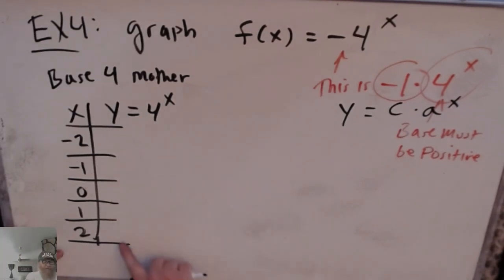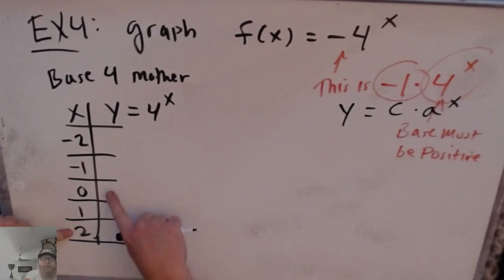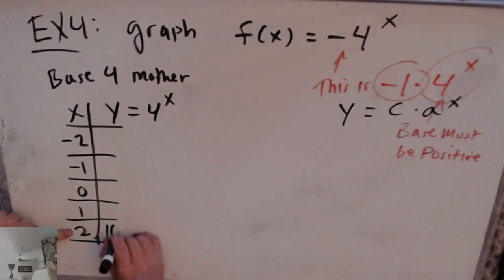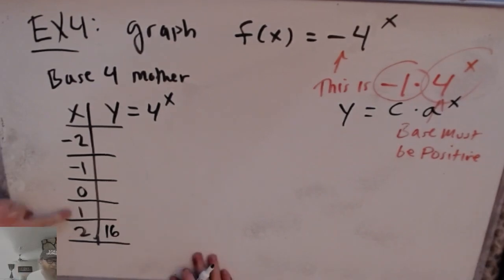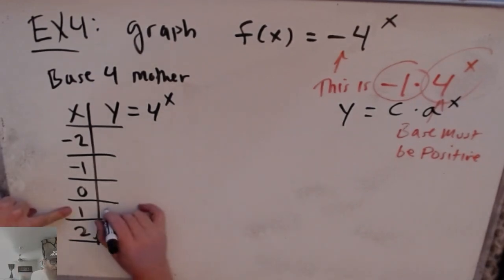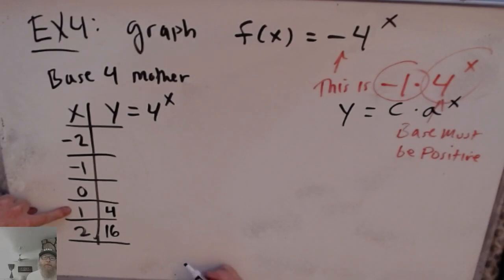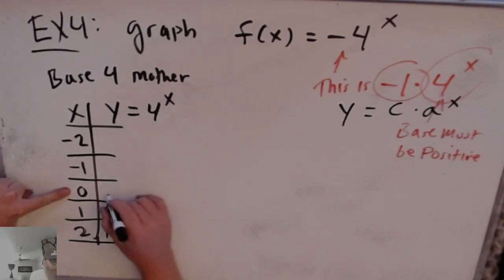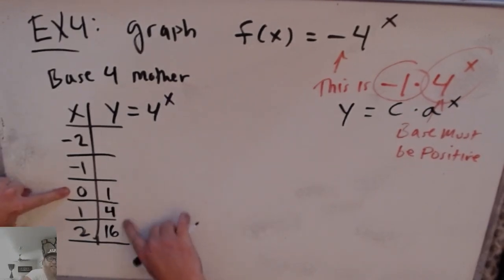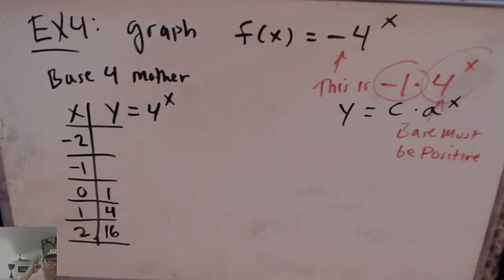Here's a neat trick. Start from the bottom. You're going to find that the bottom 3 rows are going to be the easiest. What's 4 squared? Well, 16. What's 4 to the first? Oh, 4. What's 4 to the 0? Oh, 1. So these bottom 3 rows, you can do them mentally. You don't even have to waste all this whiteboard space here.